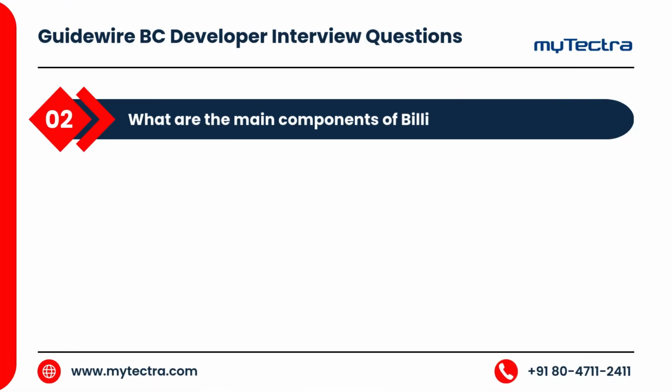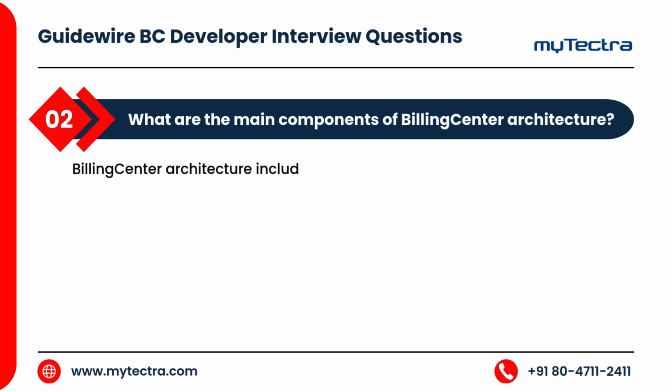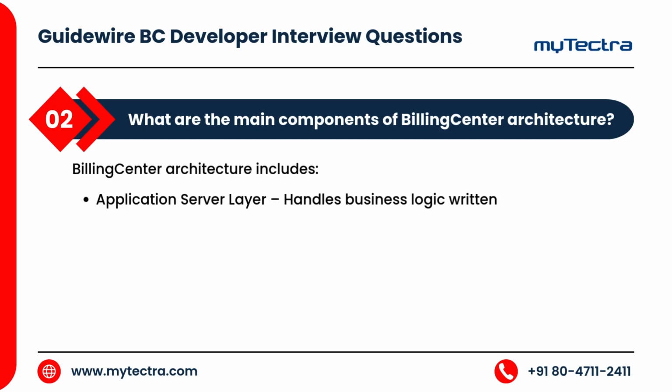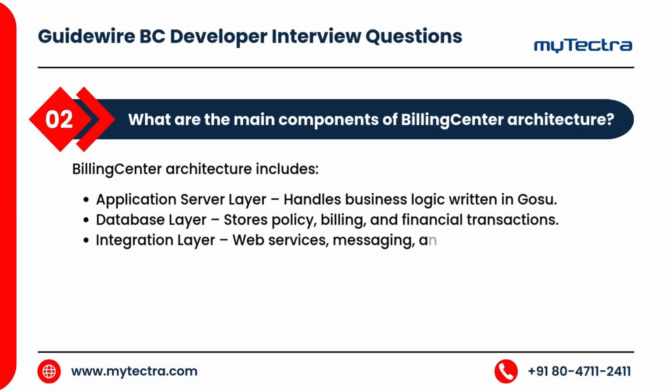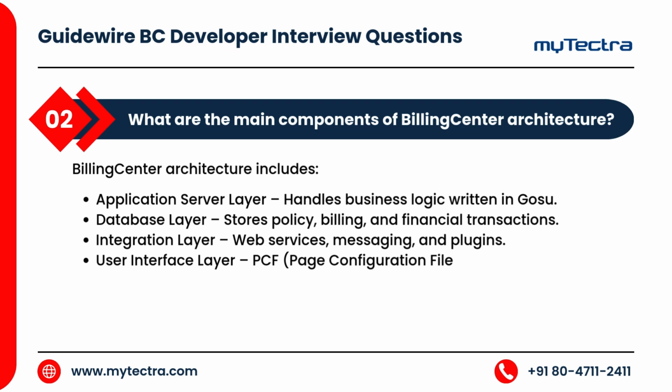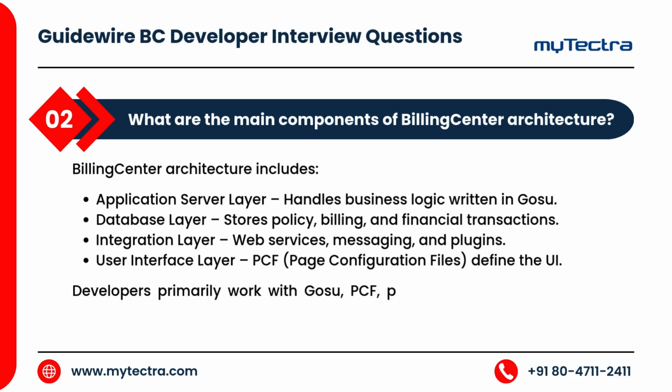What are the main components of BillingCenter architecture? BillingCenter architecture includes the application server layer, which handles business logic written in Gosu; the database layer, which stores policy, billing, and financial transactions; the integration layer, with web services, messaging, and plugins; and the user interface layer, where PCF, or page configuration files, define the UI. Developers primarily work with Gosu, PCF, plugins, and configuration files to extend functionality.